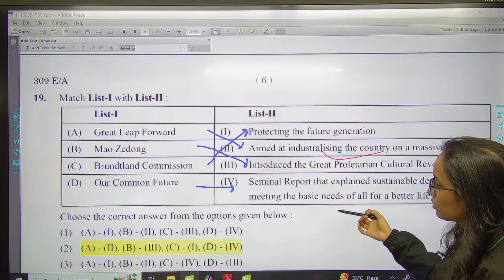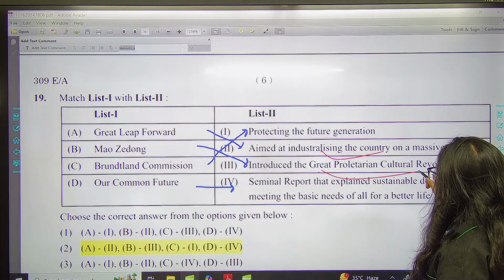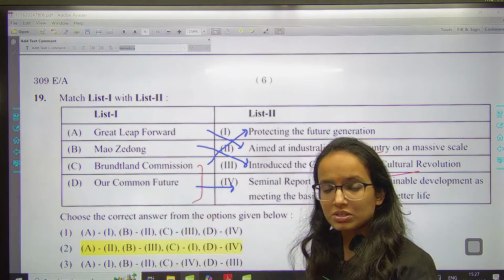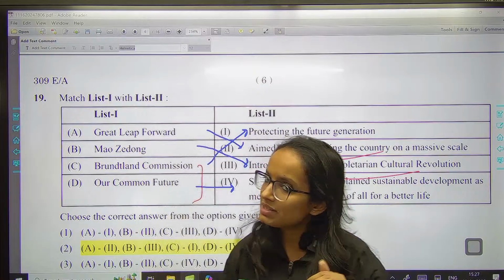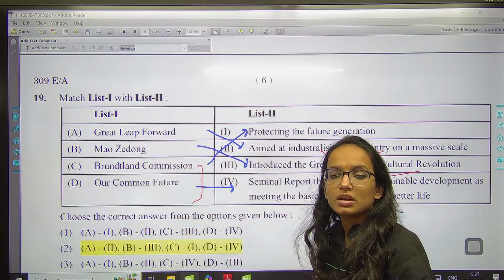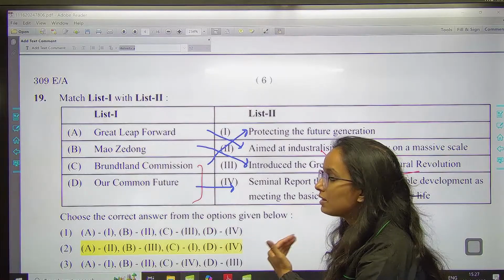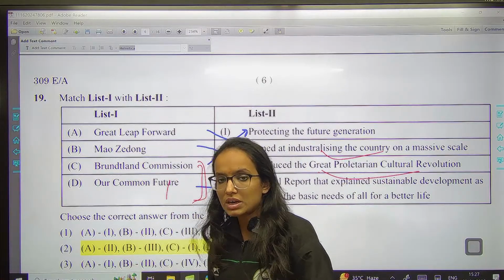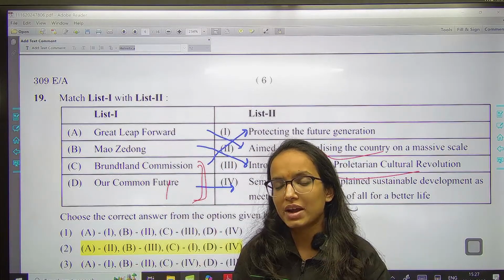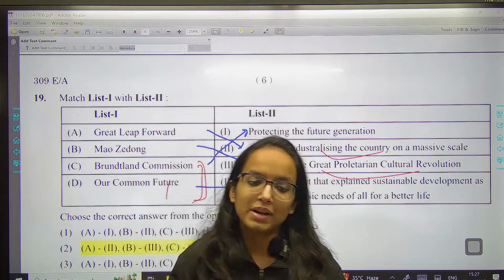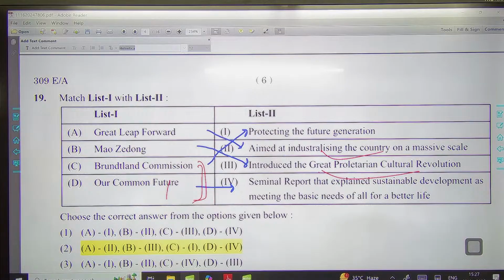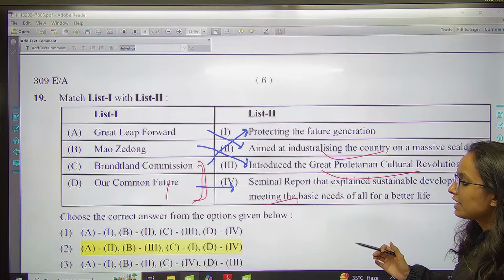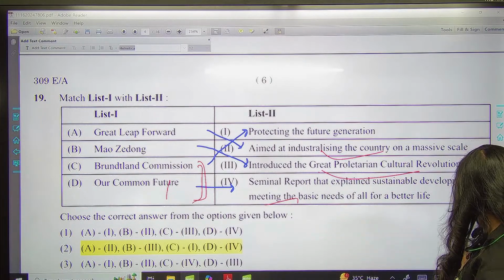Mao Zedong is also associated with the introduction of the Great Proletarian Cultural Revolution, Brundtland Commission and Our Common Future. So you see, 2-3 questions here come directly from sustainable development: carrying capacity, then energy generation sources, Brundtland Commission, Our Common Future report. The Brundtland Commission's report Our Common Future became famous because it defined for the first time what exactly sustainable development is. So this Our Common Future report gives the official definition of sustainable development. So here the correct match would be second, third, first and fourth.